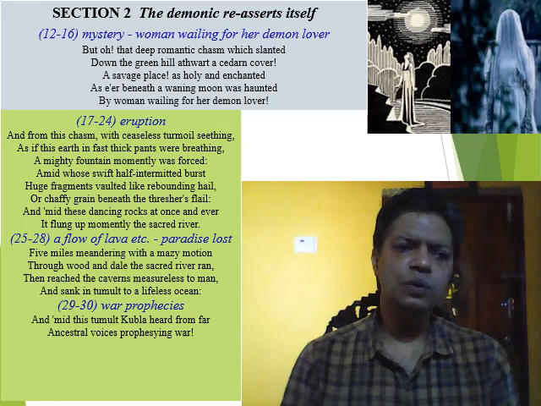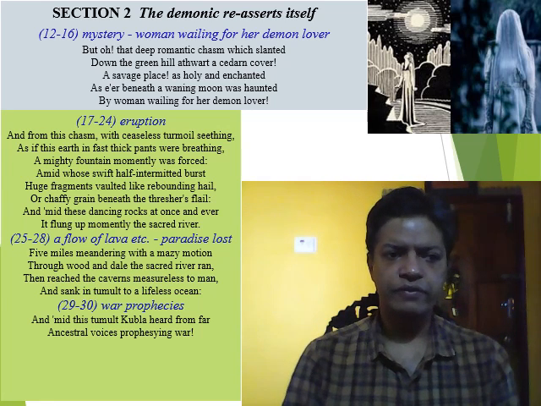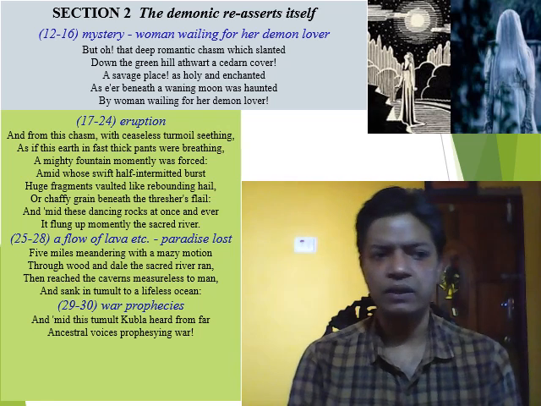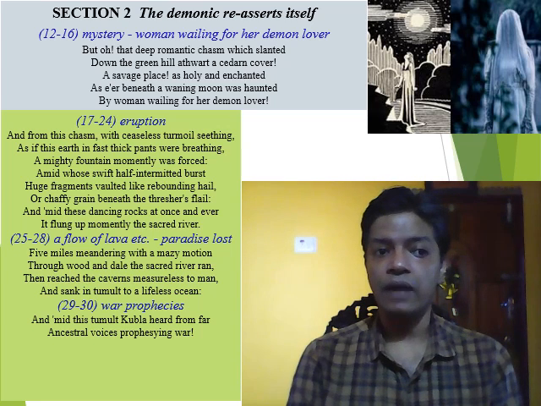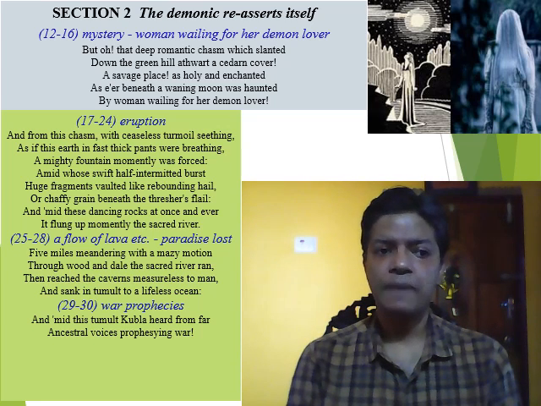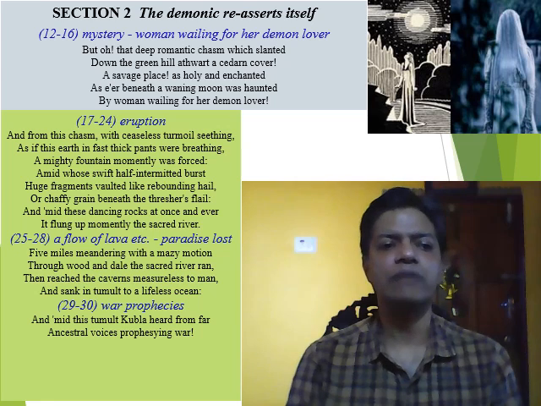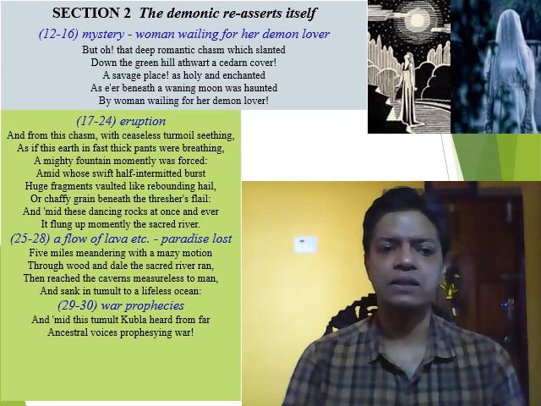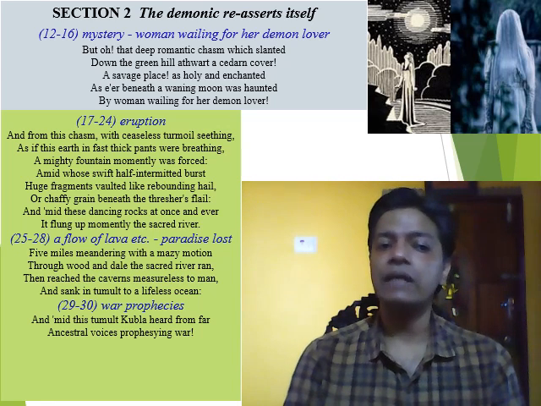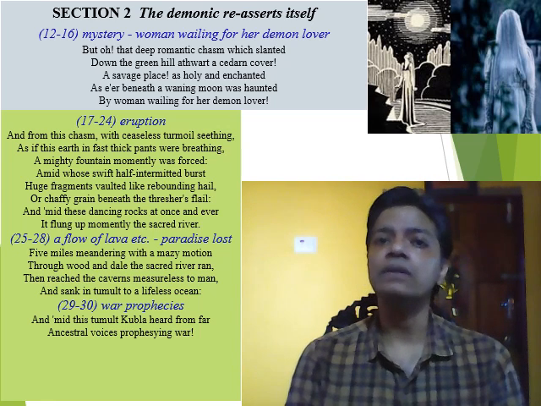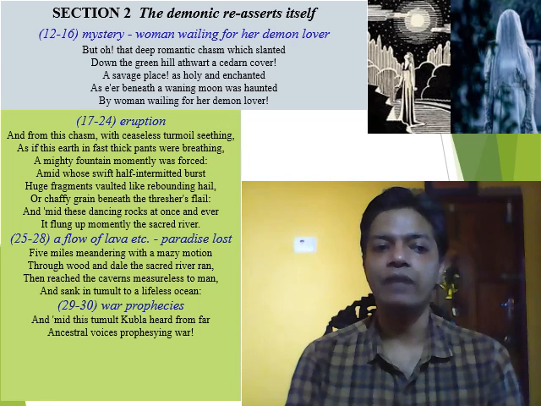In section 2, the demonic reasserts itself. Line number 12 to 16 talks about this mystery, a woman wailing for her demon lover. The lines go on like this. But oh, that deep romantic chasm which slanted down the green hill, athwart a cedarn cover, a savage place as holy and enchanted as ever beneath the waning moon was haunted by woman wailing for her demon lover.